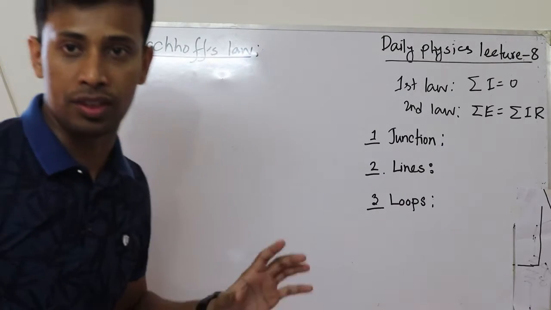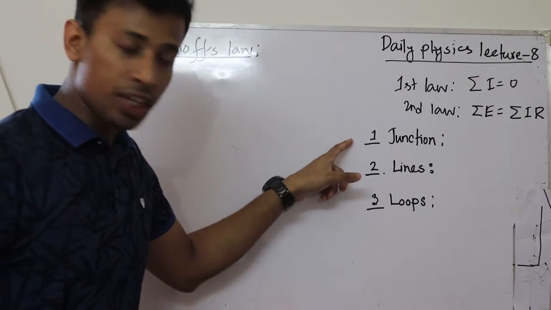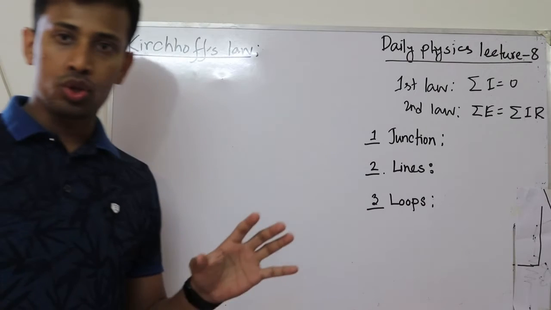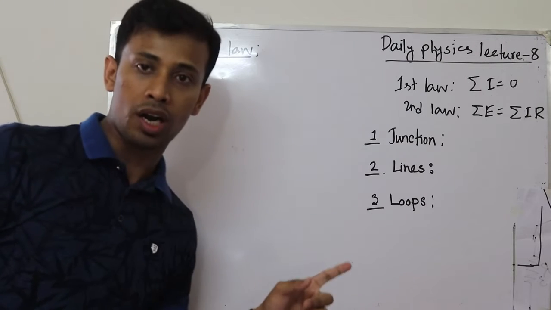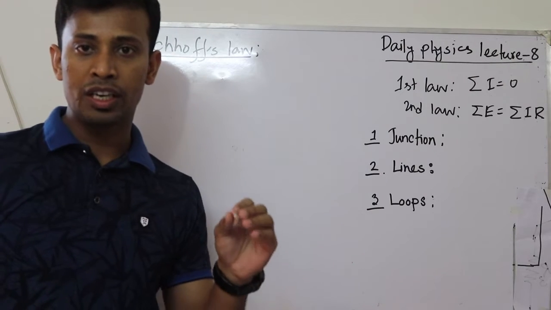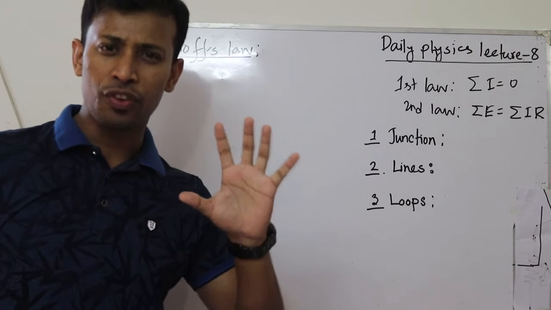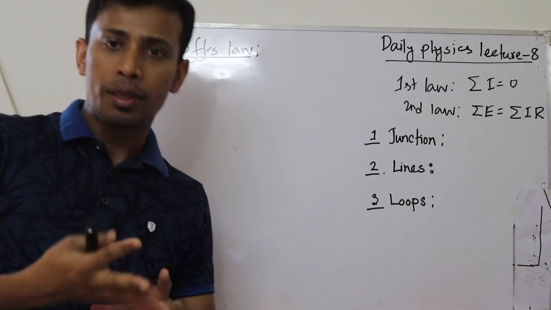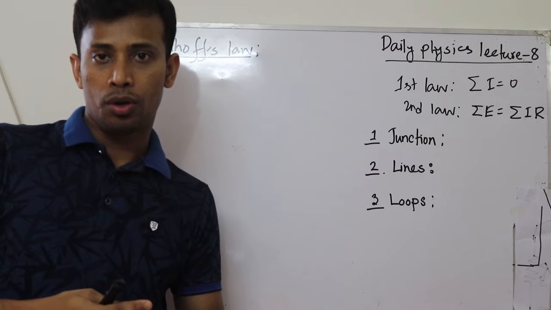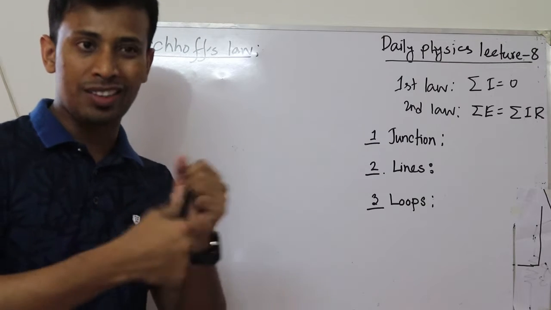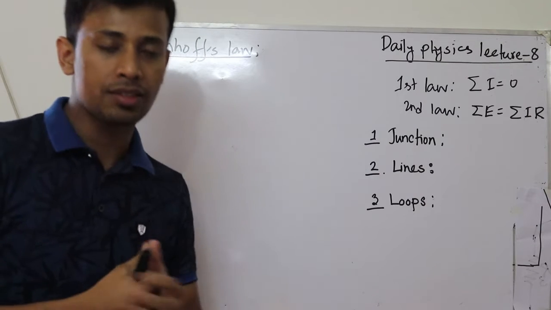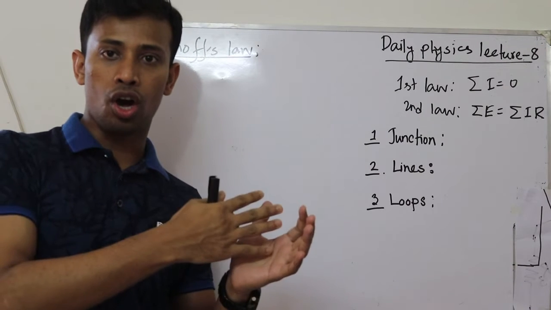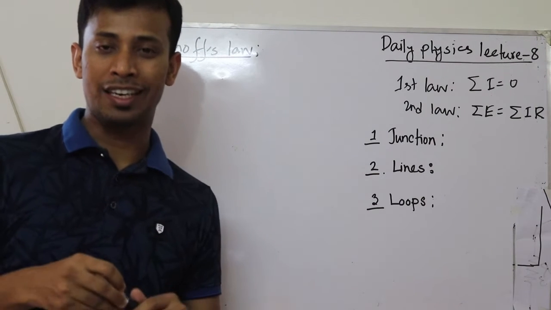So these are three things: junction, lines, and loops. Though we are familiar with these words, it is really confusing when you try to solve multiple loop circuits by using Kirchhoff's law, what are the loops, what are the lines, and what are the junctions. So let's draw a circuit and let's see.